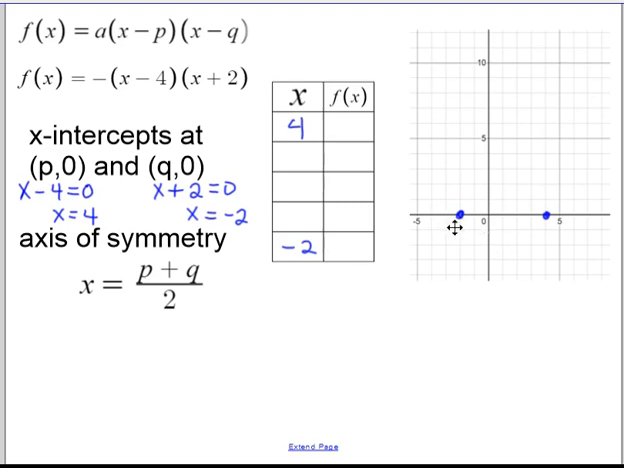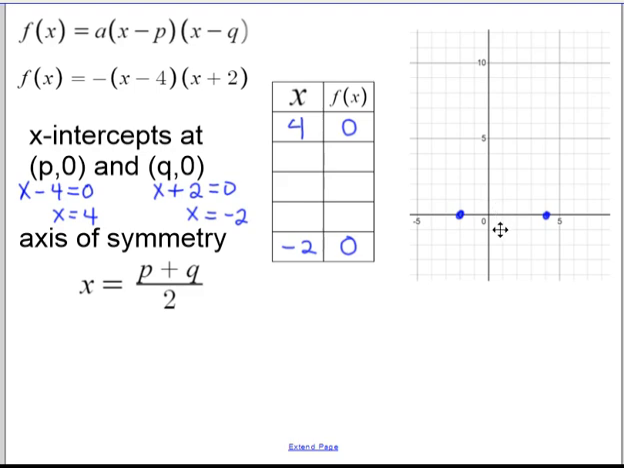I'm going to plot those 2 points on my graph, right here at negative 2 and right here at 4. The y value for each of those points, since it's on the x-axis, is 0. And then my axis of symmetry, if I imagine folding this as a piece of paper in half, I would want this x-intercept to be on top of this x-intercept, and the fold line, I can kind of see it happening right here in the middle between those two numbers.